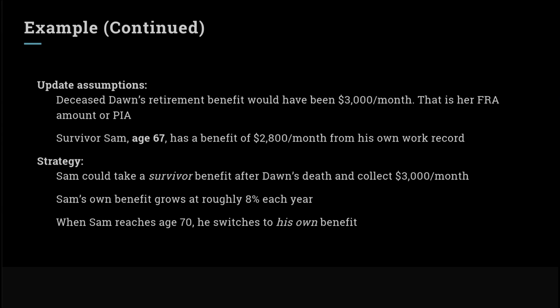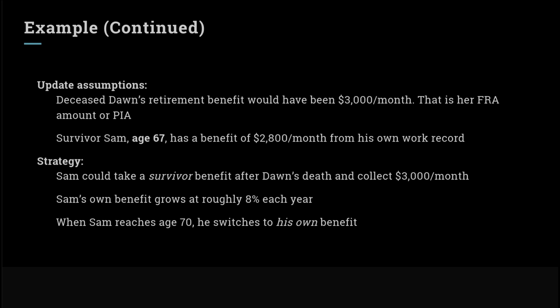Continuing our example, assume Dawn and Sam are younger and neither claimed benefits yet at this point. Dawn still dies first, so deceased Dawn's retirement benefit would have been $3,000 a month. That was her FRA amount. Survivor Sam, age 67, has a benefit of $2,800 a month from his own work records. That's almost as much as Dawn's, at least for now. A strategy that optimizes benefits for Sam might look like this.